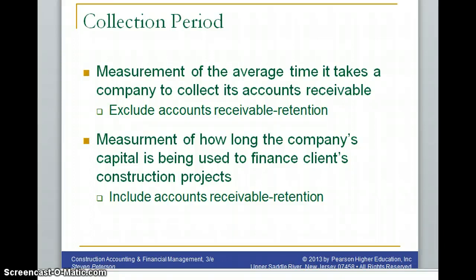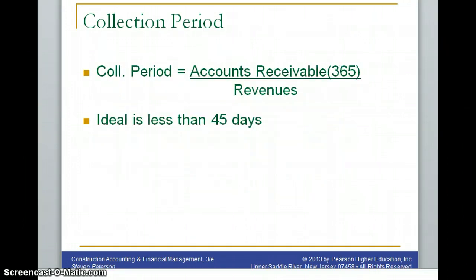Basically, the collection period is measured in days, and that indicates how frequently the company is collecting its payments from vendors, or actually from customers or clients. The collection period is equal to the total accounts receivable multiplied times 365 days divided by the revenues. The ideal is less than 45 days. A company that has a collection period over 45 days may indicate some signs of trouble, that they are having a hard time collecting their money.